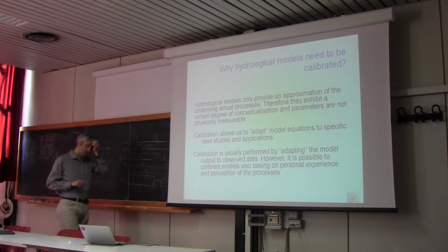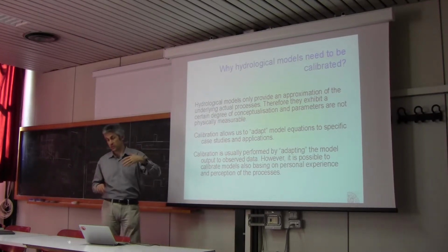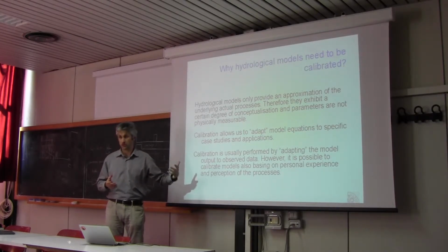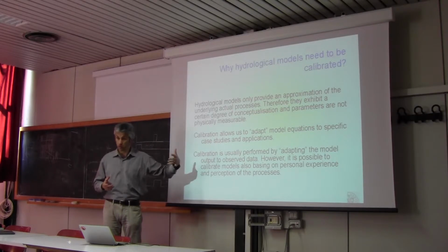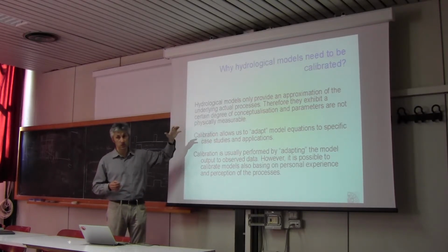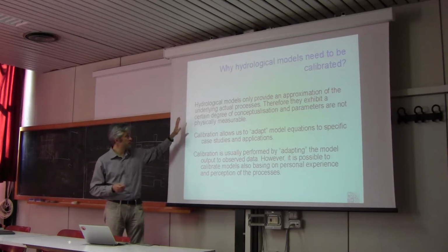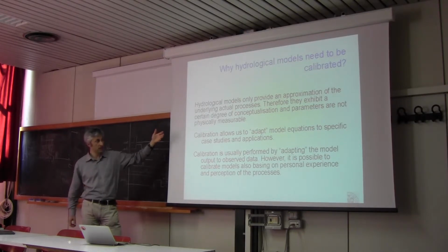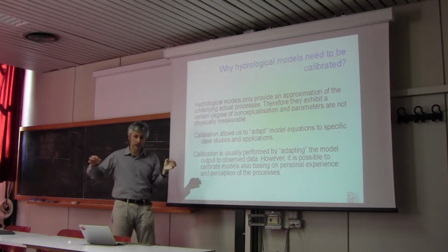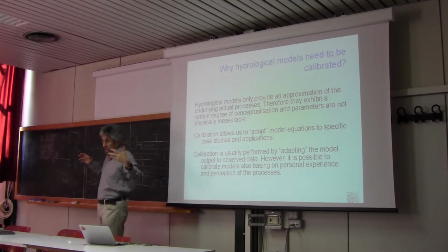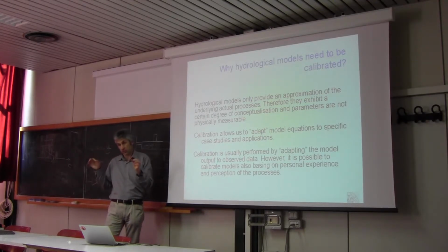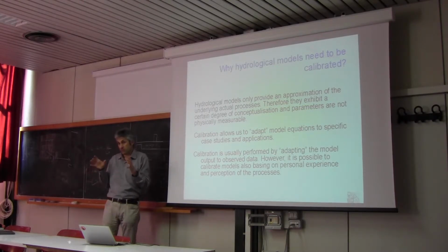So why is this useful? Because, as you well know, at the beginning of this course, I repeatedly mentioned this fact. As you know, I said, hydrological models are always uncertain. They only provide an approximation of the reality of the underlying actual processes. And therefore, any hydrological model, even if it claims to be fully physically based, has actually a certain degree of conceptualization and a certain degree of uncertainty, which of course we have to minimize.